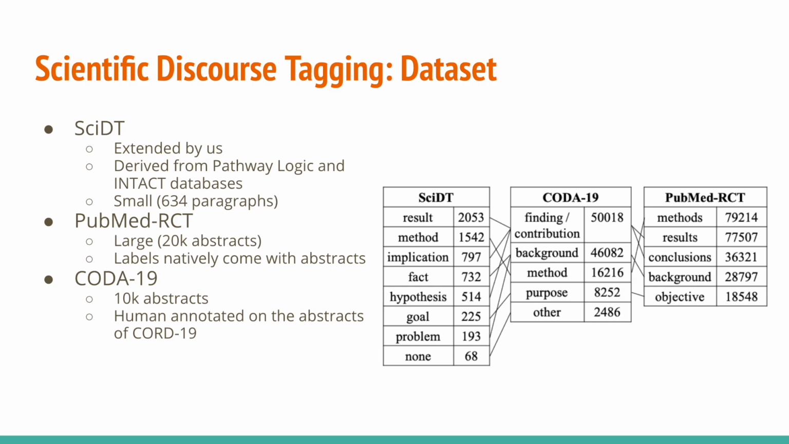The second dataset is the PubMed RCT dataset. It's a large dataset, and due to our limited computational resources, we take the smaller version with 20K abstracts. Each abstract comes with section heads as labels. The third one is CODA-19, which contains 10K human-annotated abstracts. It is a subset of CORD-19, which is a large collection of papers about COVID-19. The figure shows the label distribution in each dataset.